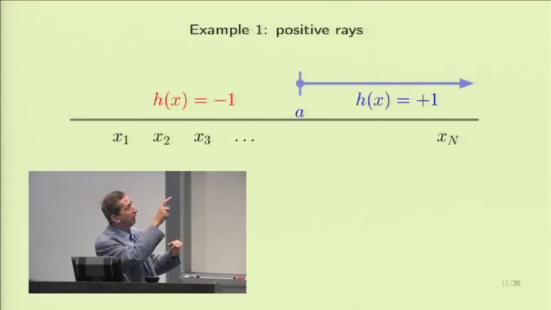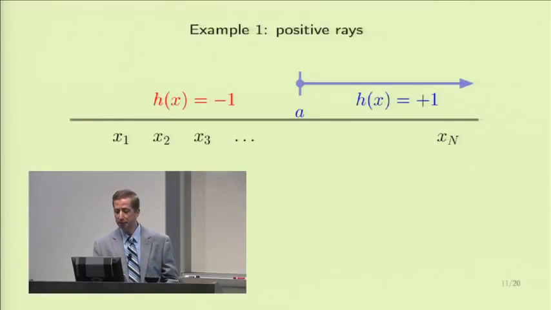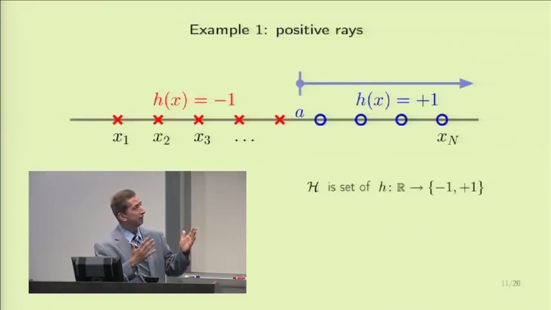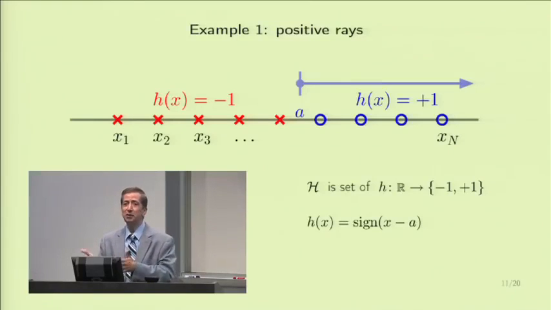Now, when you apply your hypothesis, the particular hypothesis that is drawn on the slide, to these points, you are going to get this pattern. True? And you are asking yourself, how many different patterns can I get on these N points by varying my hypothesis, which means that I'm varying the value of A. That is the parameter that gives me one hypothesis versus the other. Formally, the hypothesis set is a set of functions from the reals to -1, +1. And I can actually find an analytic formula here. If you want an analytic formula, you remember the sign function. If you apply it, that's exactly what I described.